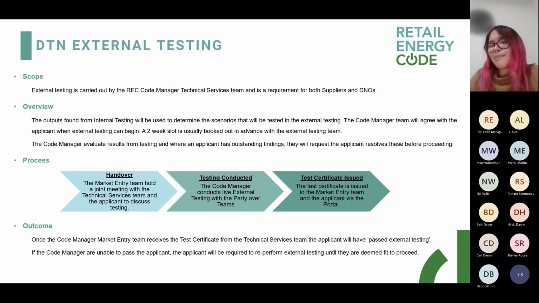The testing typically takes place over a 2-week period, and just to clarify, it does not require anyone to come on site as part of this testing. It is all done remotely. If any findings are identified during these testing stages, then these will need to be addressed before you can proceed on to qualification. This may just be a bit of a remediation exercise, but if the finding is a bit larger in nature, you may be required to re-perform parts of your DTN external testing. Once you've passed this testing, though, we receive a certificate from our technical services team, just to let us know that you have passed this stage.